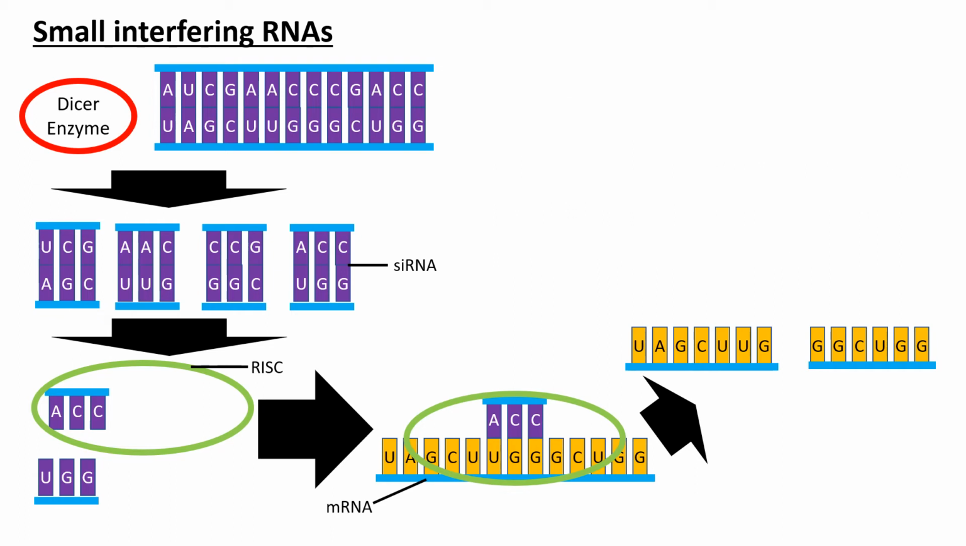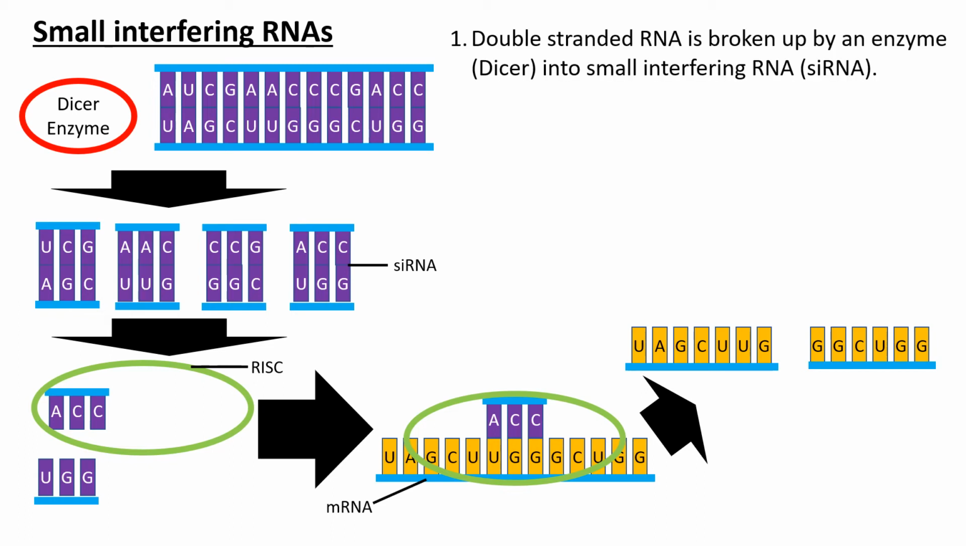So let's have a look at how small interfering RNAs can interfere with the process of translation. To start with, we have to get our double-stranded RNA and break it up into smaller parts. And that normally occurs with an enzyme. For example, in this case, they've told us it's dicer enzyme.